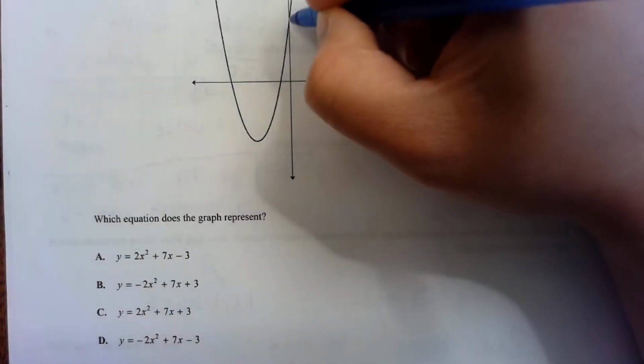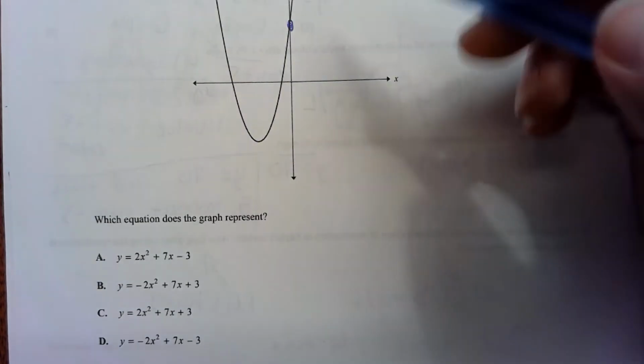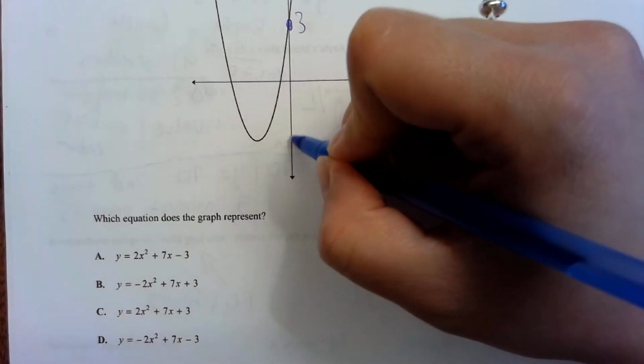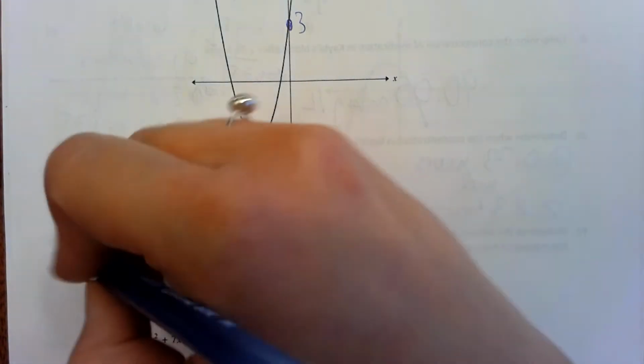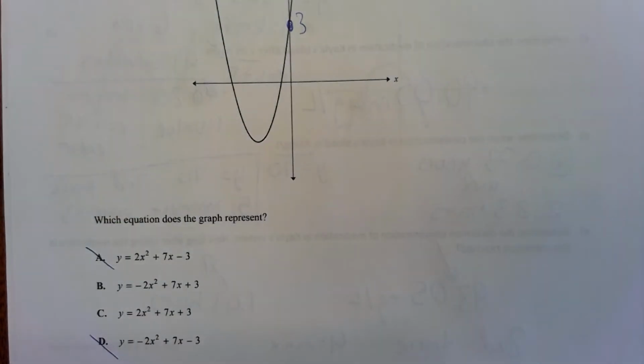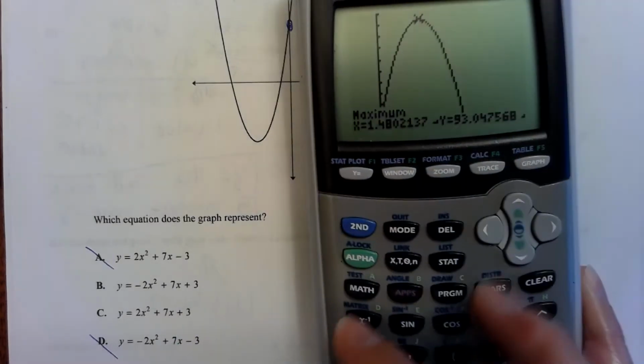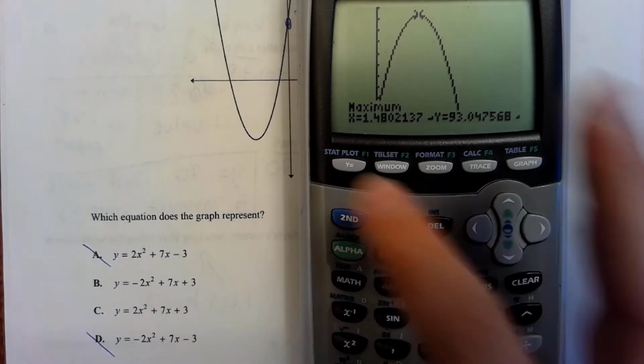Looking at my graph, I think the y-intercept's right about here, and that's definitely a positive number. So I'm guessing it's going to be a 3. It's definitely not down in the negative. So I'm going to cross off the ones that have -3s. Now I'm just down to these two right here, and if you have taken some of these graphing topics before, you can probably see which one it is right now, but if you haven't, an easy way to go about this is just to guess and check, and let's see what happens.